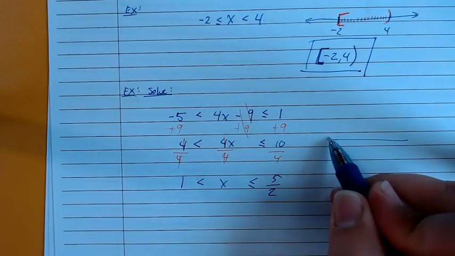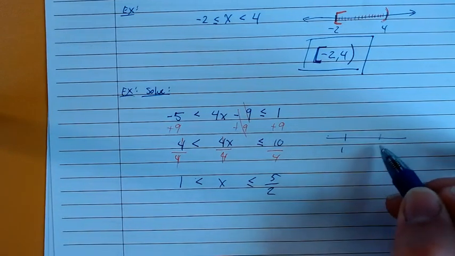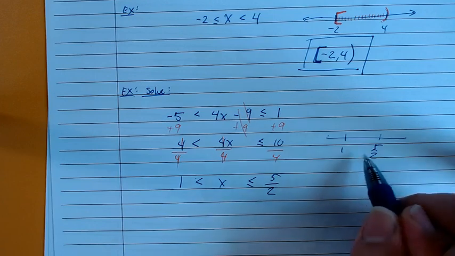So on the number line, that's all the numbers. Here's 1. Here's 5/2. Remember 5/2, that's 2.5.